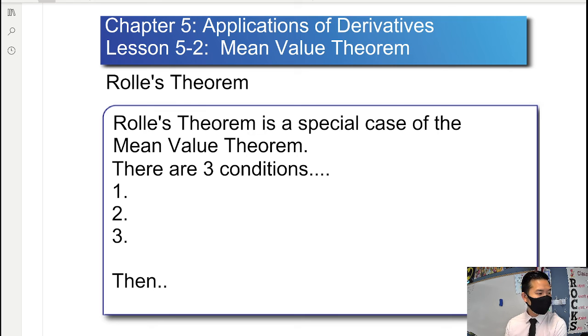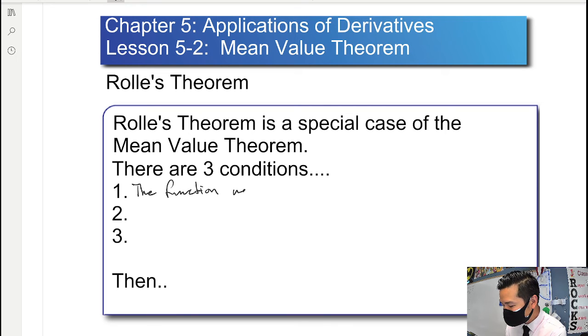First one is the function needs to be continuous on the interval from A to B. It's like a special case of the MVT, right? It's the special case of the mean value theorem. So let's go with this part right here.